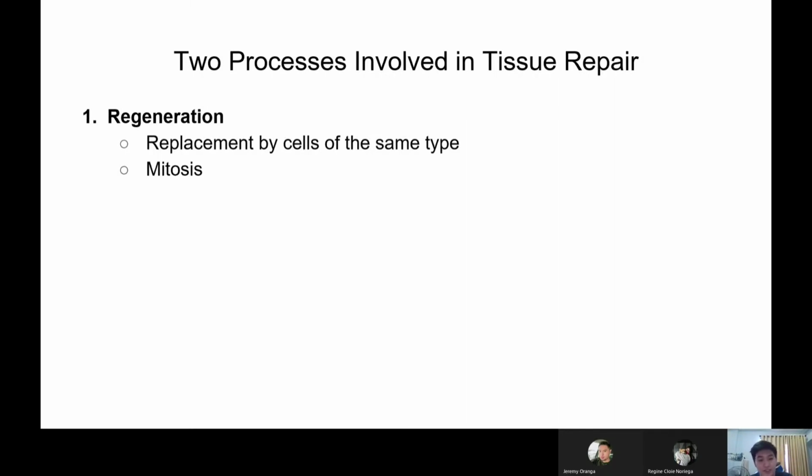First is the regeneration. Regeneration is replacement by cells of the same type. There, yung necrotic cells are already dead kaya hindi na kaya mag-regenerate. So instead, yung surrounding living cells yung magre-regenerate and mag-fill up ng gap na iniwan ng dead cells. Para mag-heal yung damaged tissue by regeneration, the cells that make it up must be able to divide by mitosis.